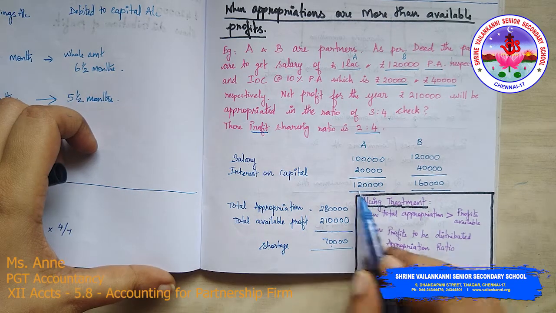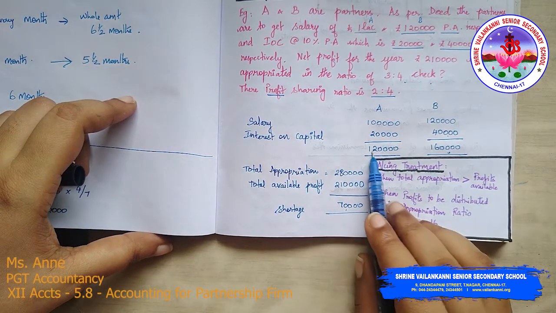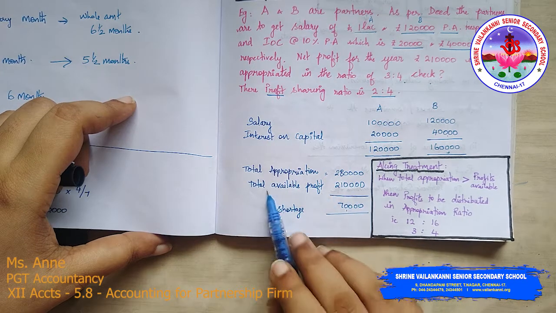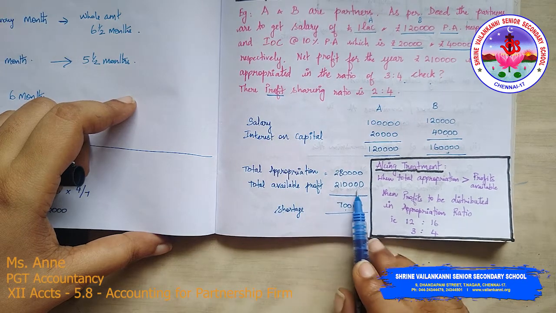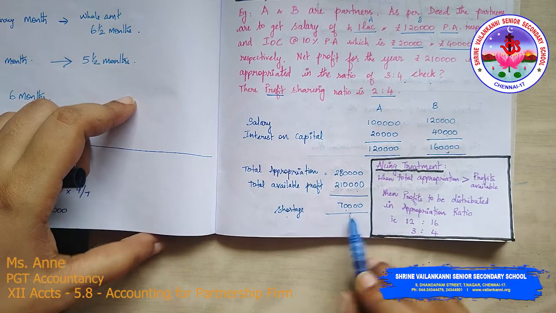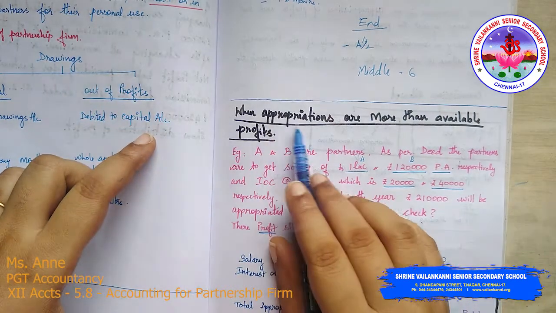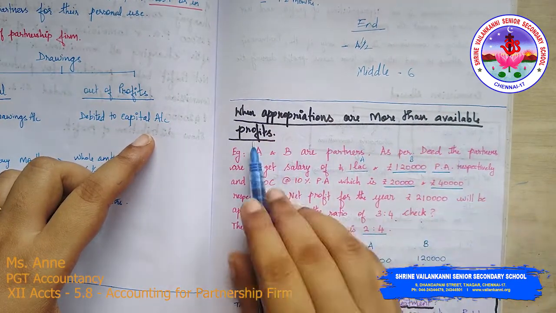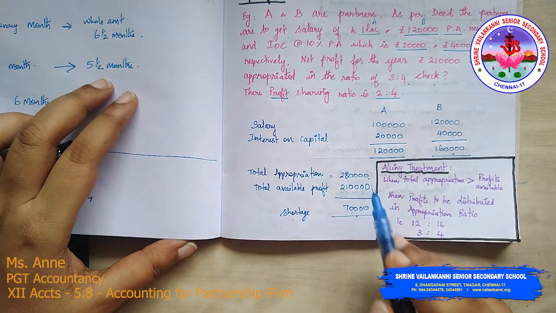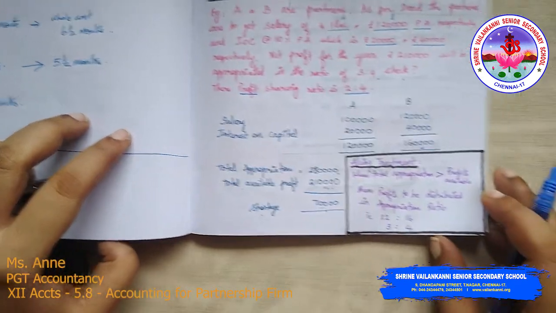But together if we add these two, total appropriations is how much? 1,20,000 plus 1,60,000, which comes to 2,80,000. Total available profits is how much? 2,10,000. Now there is a shortage of 70,000 rupees. So this is the situation: what you have to do when appropriations are more than available profits. Appropriation is 2,80,000, which is more than the available profits of 2,10,000. So what is the accounting treatment?